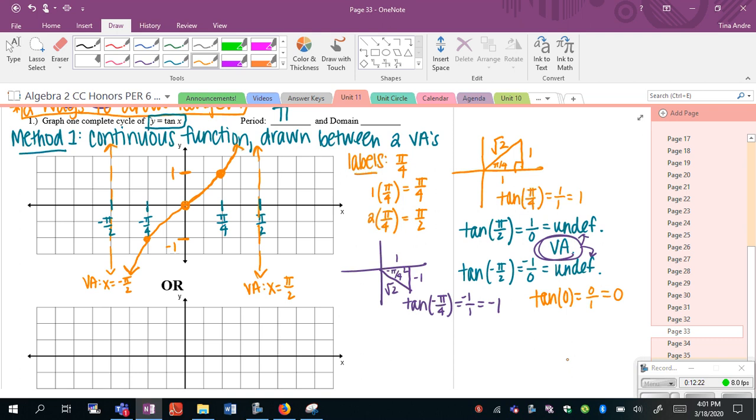In this picture, my domain for the one cycle is going to be negative pi over 2 to pi over 2. And the range for this, notice that I have arrows on the end. So the range is actually going to be all real numbers.